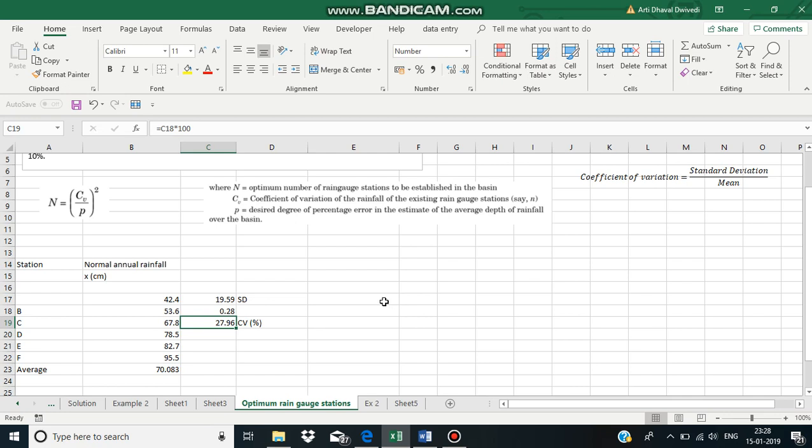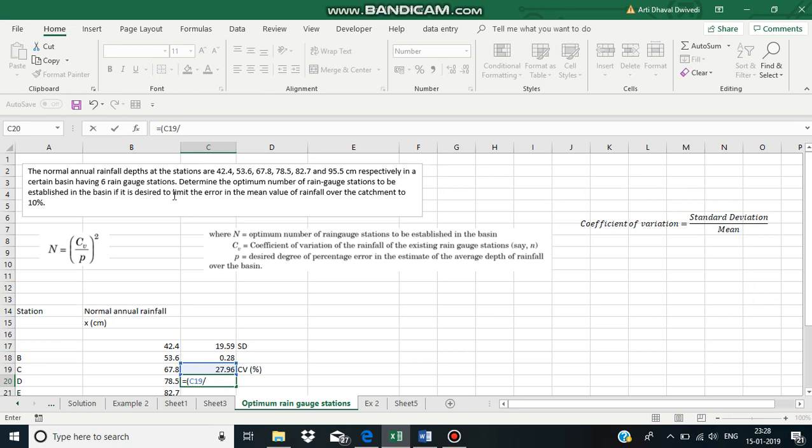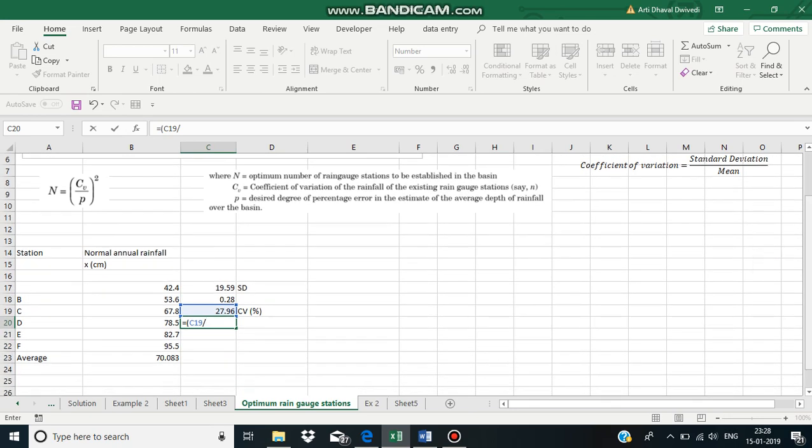So optimum number of rain gauge stations is equal to CV by P whole square. CV divided by P. It is desired to limit the error in the mean value of the catchment to 10%. So I'll divide it by 10 whole square. 7.82. This is the value of N.